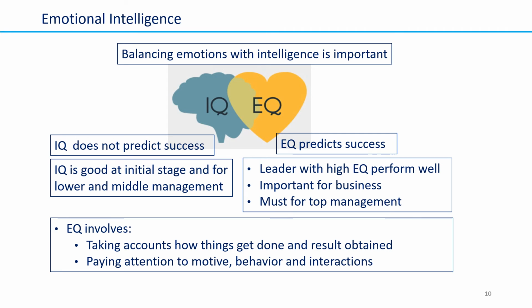EQ involves taking into account how things get done and results obtained. Then it involves paying attention to the motives, behavior, and interaction of the people. If you see the iceberg, the IQ is on the top and EQ is non-visible. Everybody can see the IQ of a person, but to see the EQ, you have to go inside the people, and see how he behaves in different situations.